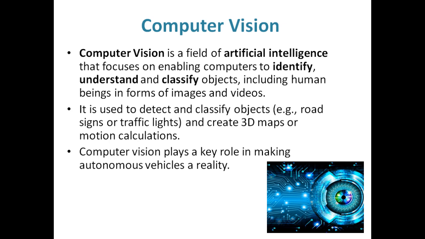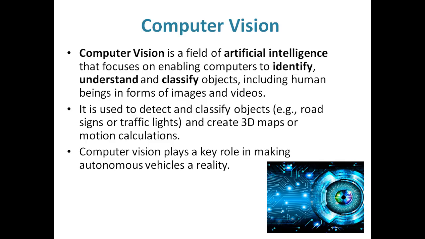It is used to detect and classify objects, road signs, traffic lights, then creates 3D maps and motion calculations. Computer vision plays a key role in making autonomous vehicles a reality, along with human decision-making about such things. For example, if an old lady or a blind person is crossing the road and the lights are green, what does the autonomous vehicle do under such a circumstance? Such details make this technology fail to really kickstart into reality. However, we have vehicles being experimented on.